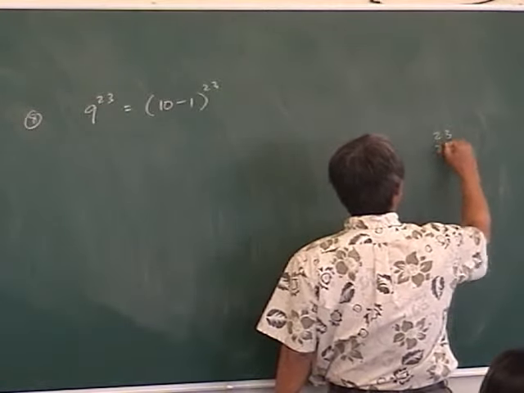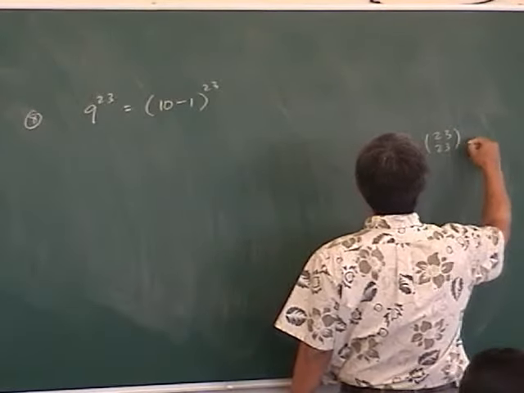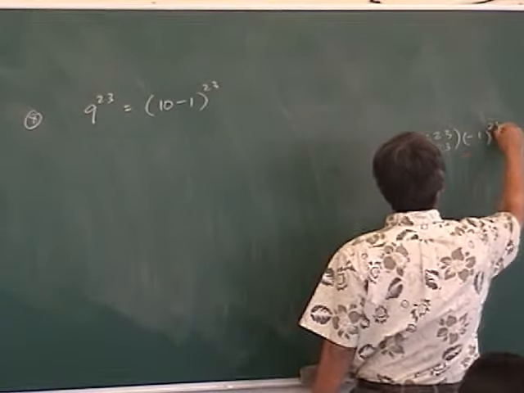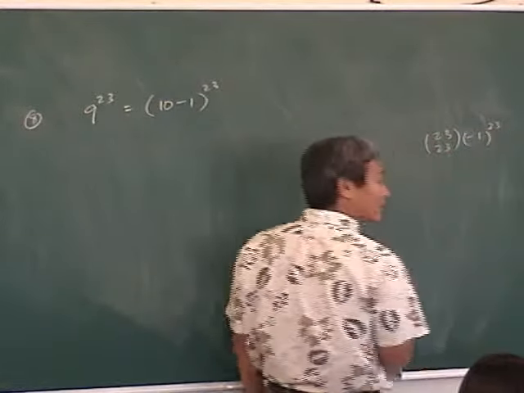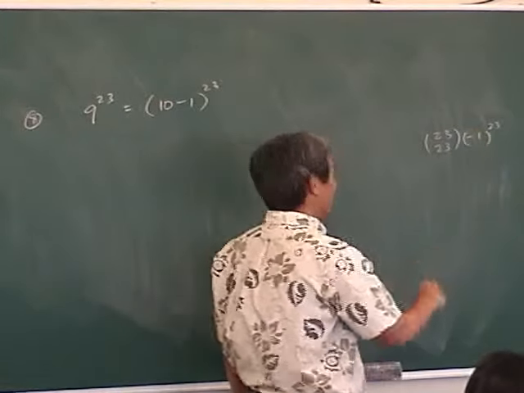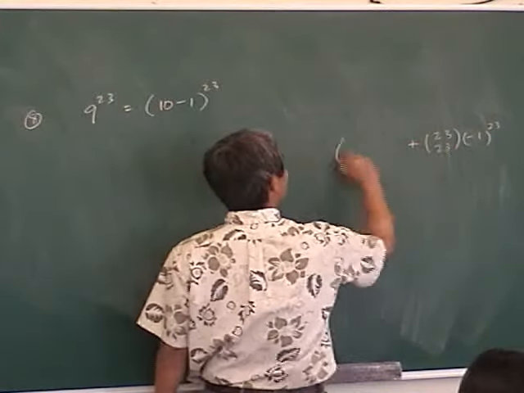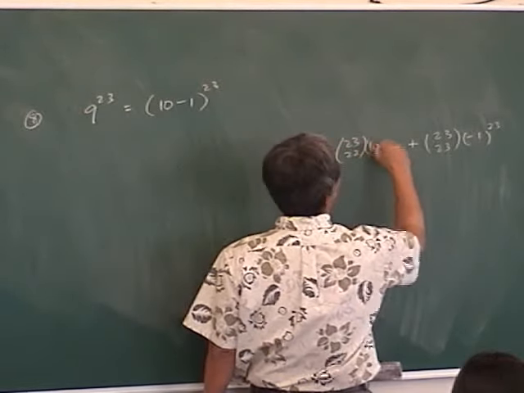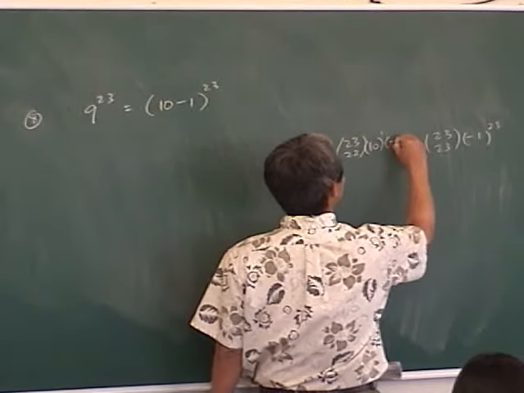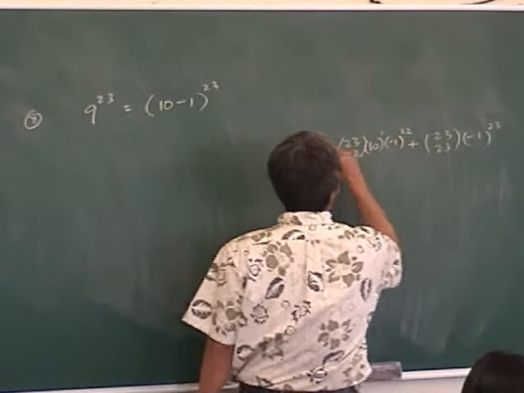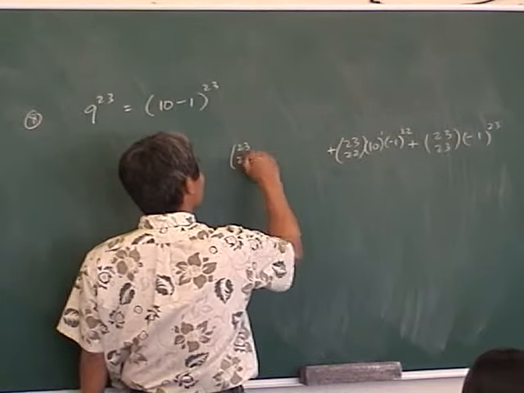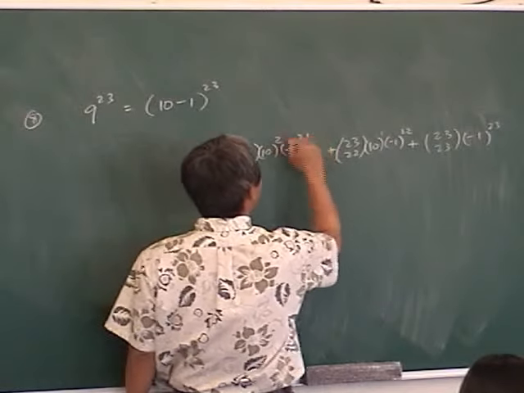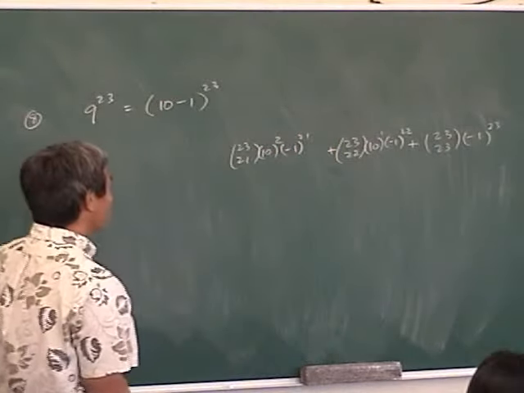23 choose 23, B to the 23. Remember, whatever number is there, that's the power of B. And of course, A is to the 0. Okay, what's the next term going to be coming this way? 23 choose 22, A to the 1, B to the 22. Okay, what about the next one? 23 choose 21, A to the 2, B to the 21. The 2 powers always got to add up to 23.